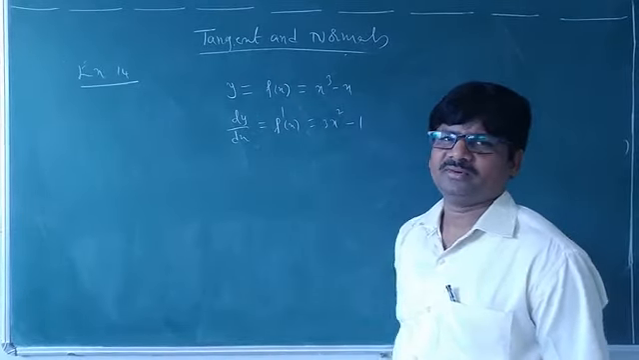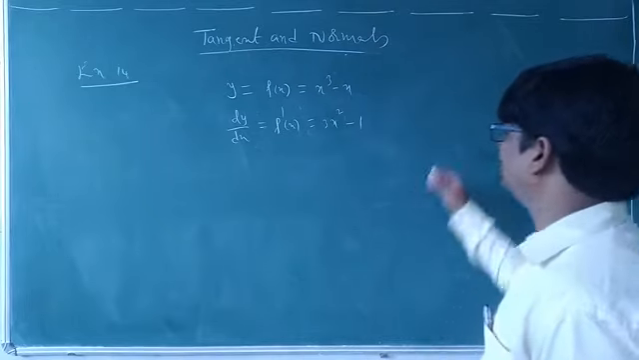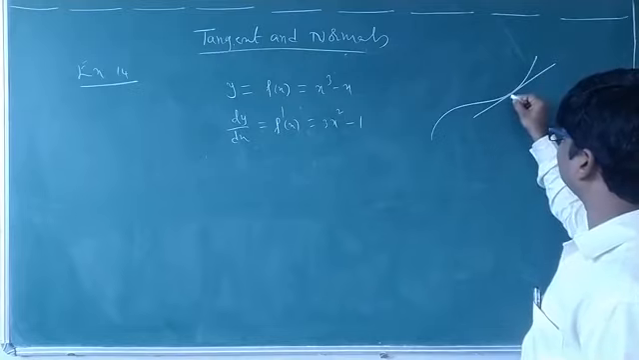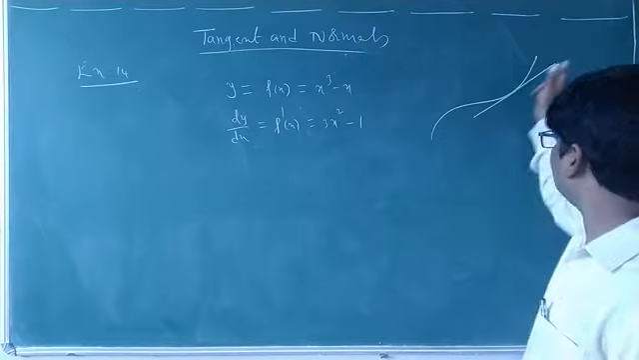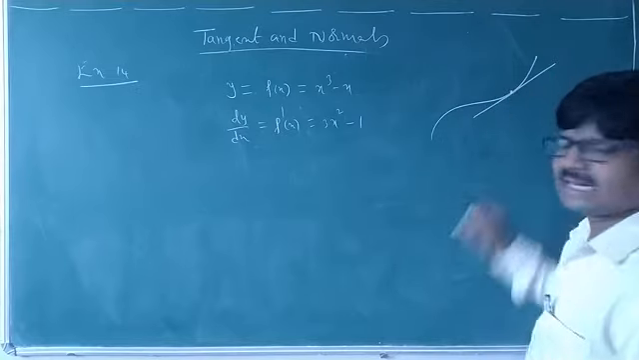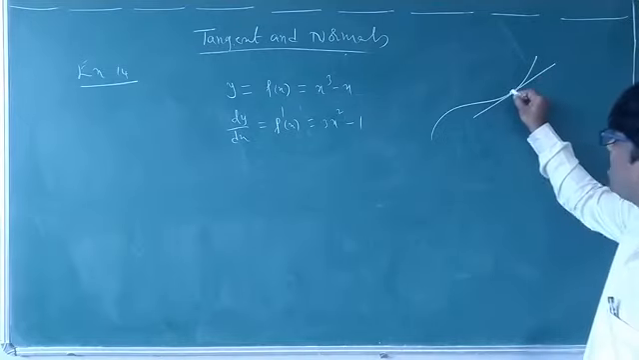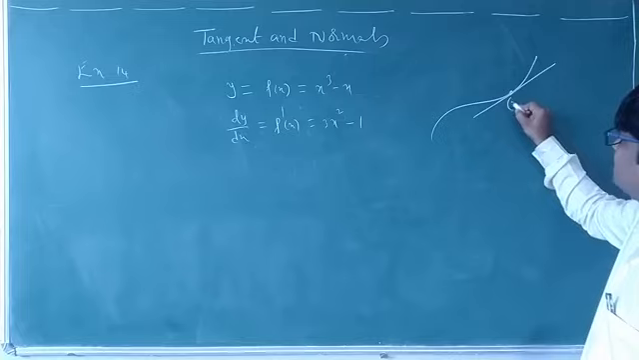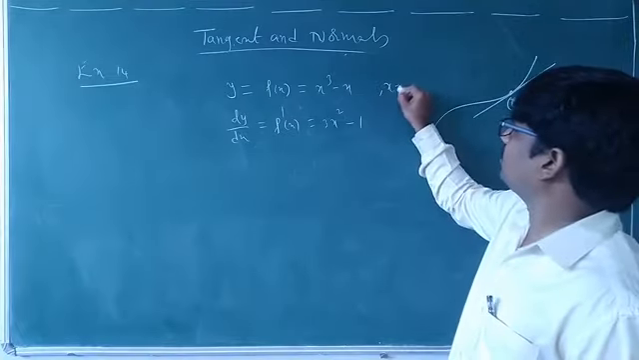It is the slope of the tangent of the curve. Just observe here: it is the curve and it is the tangent. The tangent compulsorily touches the curve at a particular point. At this point you have to find the slope of the tangent. For that point, the x value is given: x is equal to 2.